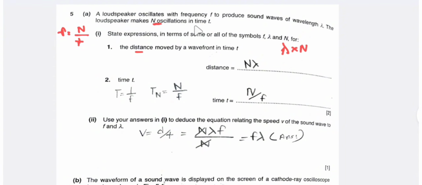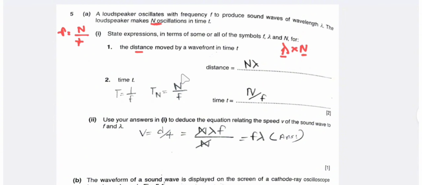So n is the number of oscillations. The loudspeaker makes this many oscillations, so this many waves must be produced, and each wave has a length of lambda. So the total distance is n lambda. That is, the number of waves times the wavelength is the total distance moved.